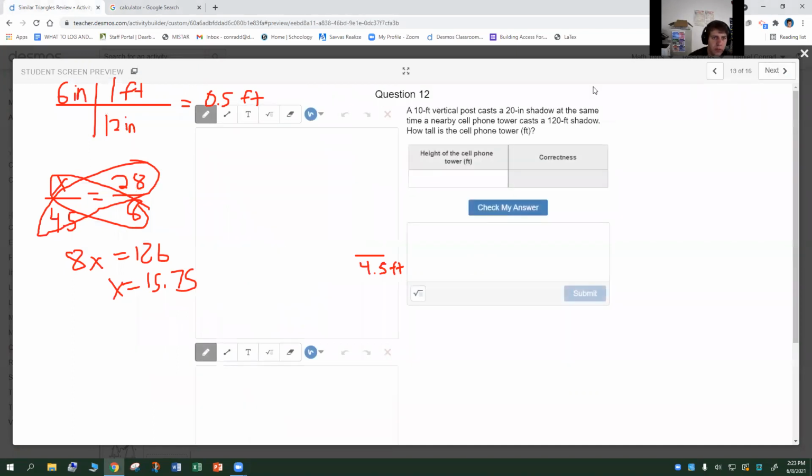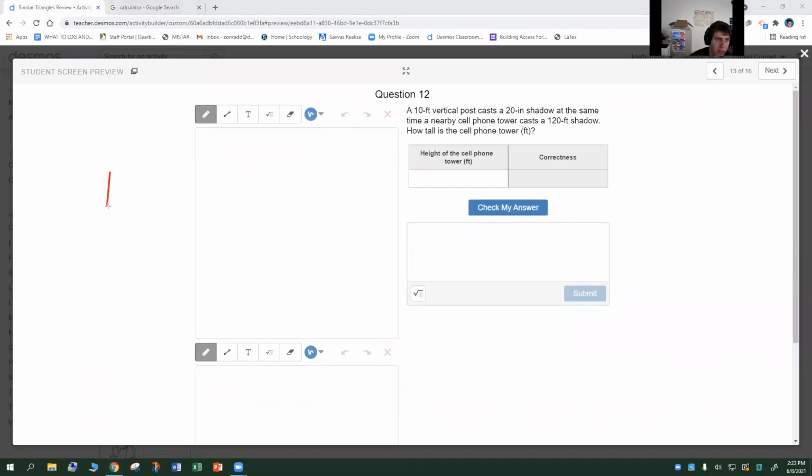Okay. Next one here, a 10-foot vertical post casts a 20-foot shadow. So here's our vertical post. The post going up and down is 10 feet high. Okay, it casts a 20-inch shadow.